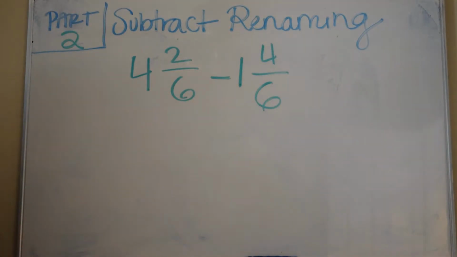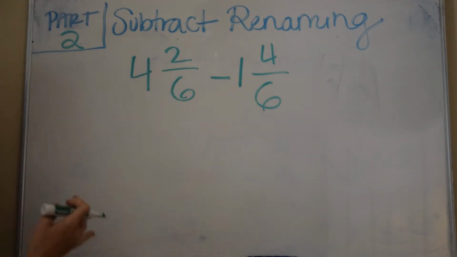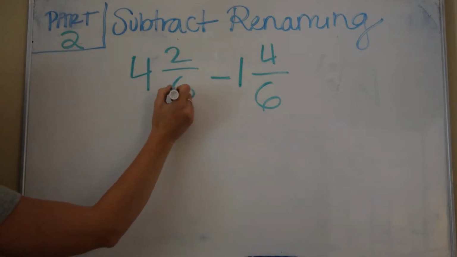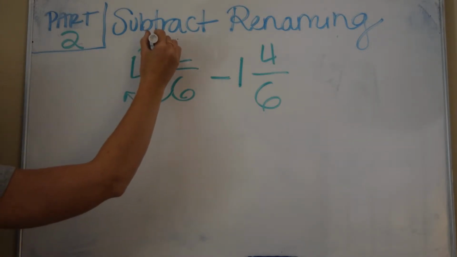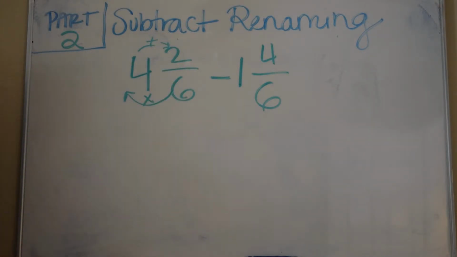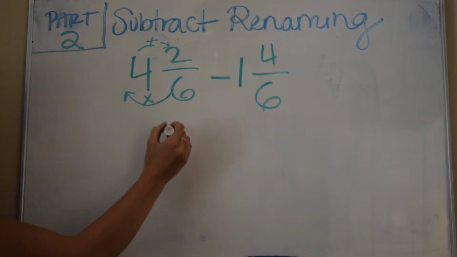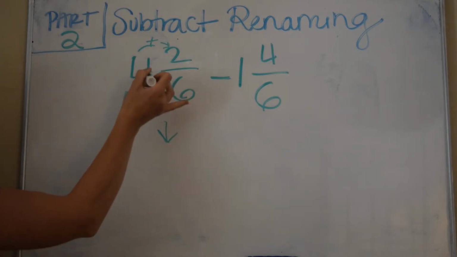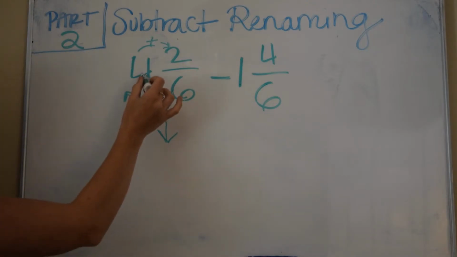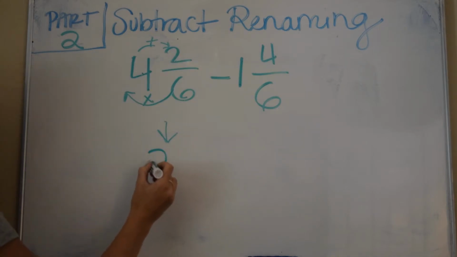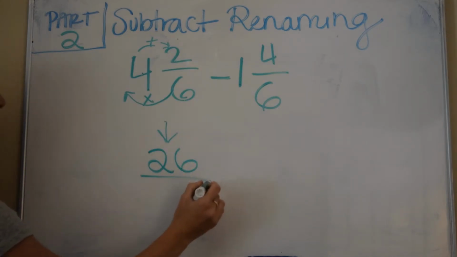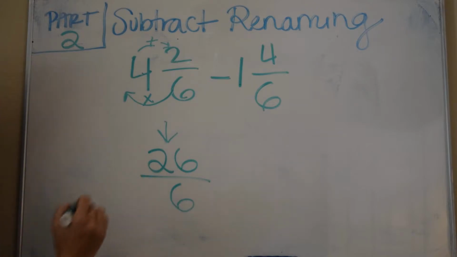So here's what you do. If you have mixed numbers out front of your fractions, you can go ahead and change them by doing the following. You're going to take the denominator and multiply it times the whole number, and then add it to the numerator to get a new fraction. So let's see how that goes. 6 times 4 is 24, plus 2 is 26. So my new numerator is the 26 and my denominator stays.